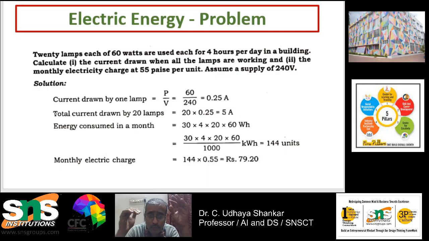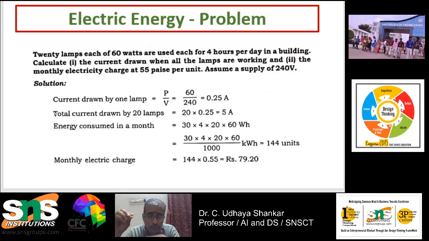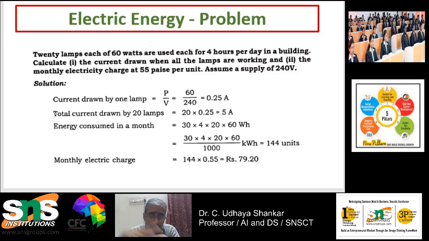First, we want to find the current drawn by 1 lamp. The power is given as 60 and the voltage is given as 240. So, finally you can write it as 0.25 amps. And 0.25 amps is the current drawn by each lamp. Now I want to find the current drawn by all the lamps. There are 20 lamps, so 20 into 0.25, which is nothing but 5 amps.